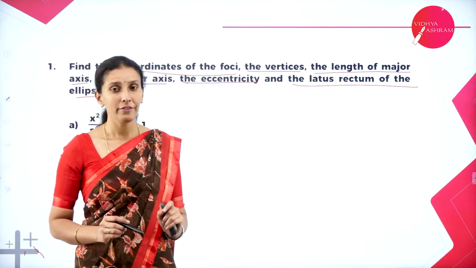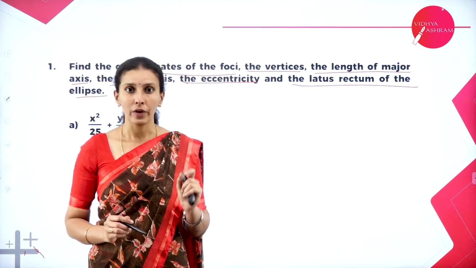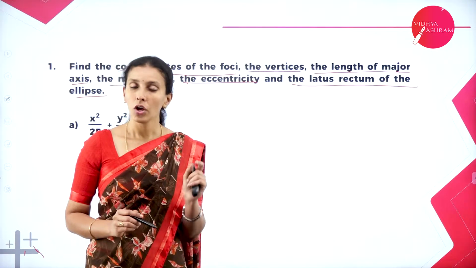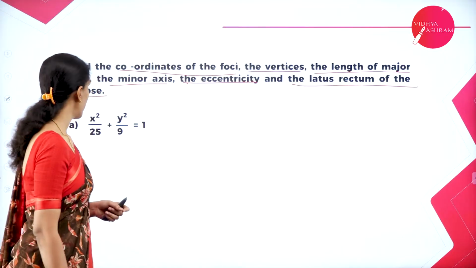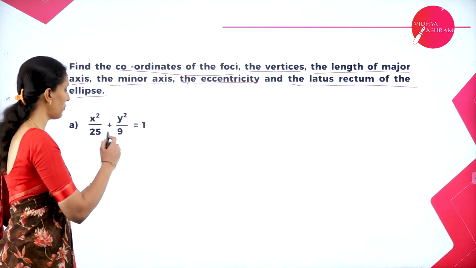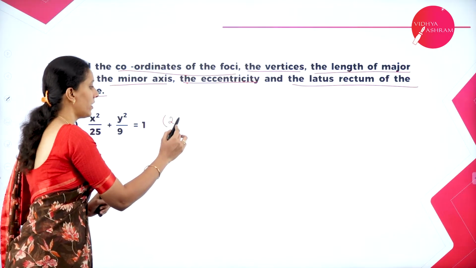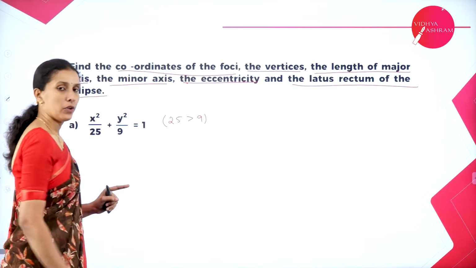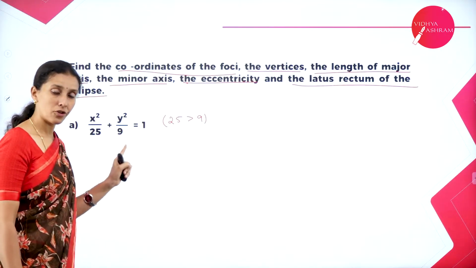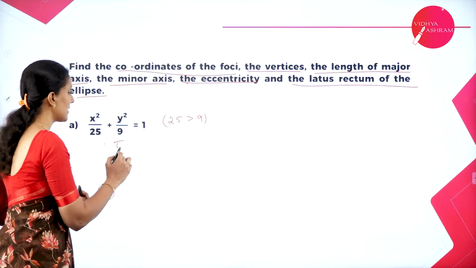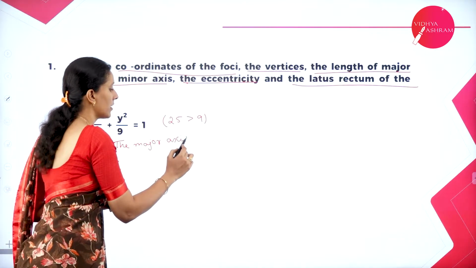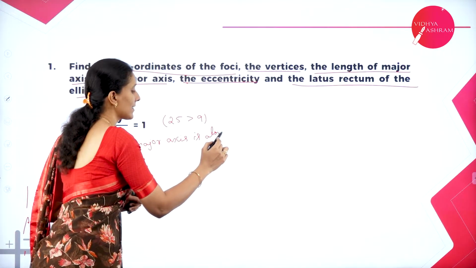First, let us identify what type of an ellipse it is, whether the major axis is along x-axis or along y-axis. Let us look at the question we have. We have x square by 25 plus y square by 9 is equal to 1. Observe the coefficients here. We have 25 greater than 9. So, if the denominator of x square is greater than the denominator of y square, then the major axis is x-axis. So, the major axis is along x-axis.